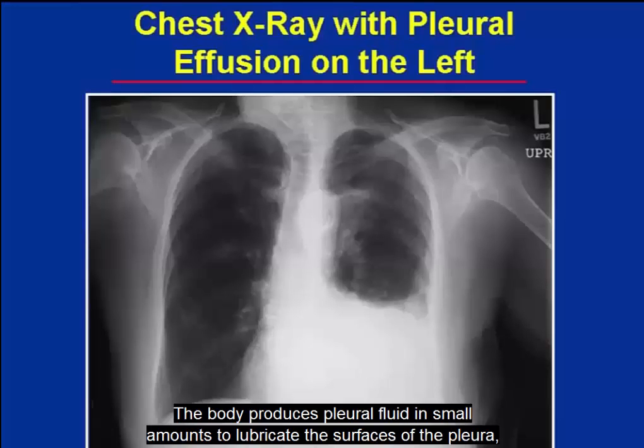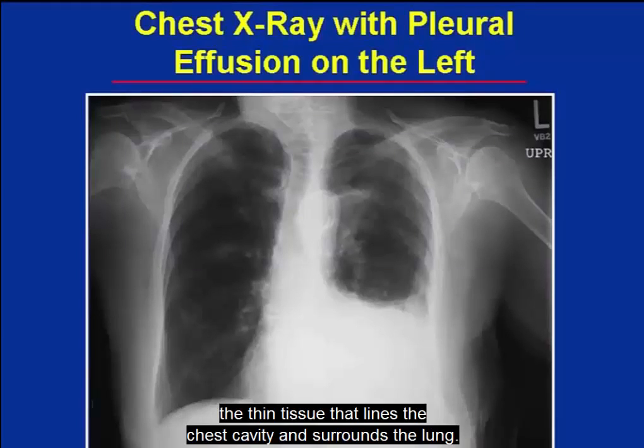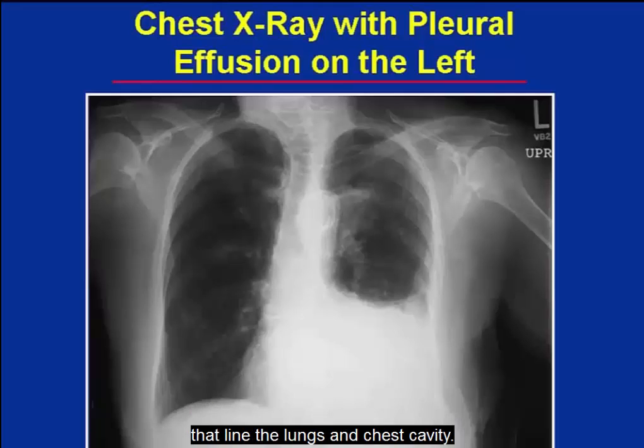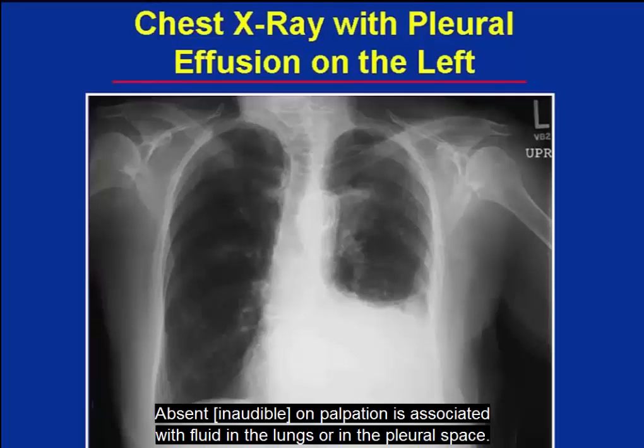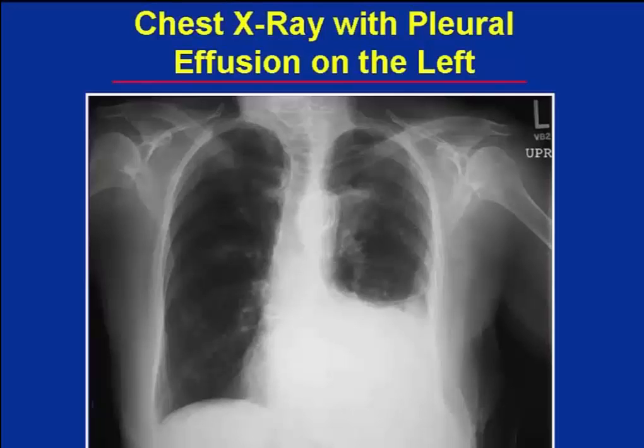The body produces pleural fluid in small amounts to lubricate the surfaces of the pleura, the thin tissue that lines the chest cavity and surrounds the lung. A pleural effusion is an accumulation of fluid between the layers of tissue that line the lungs and chest cavity. Absent fremitus on palpation is associated with fluid in the lungs or in the pleural space. There are two different types of effusion that can develop: transudative pleural effusion and exudative effusion.